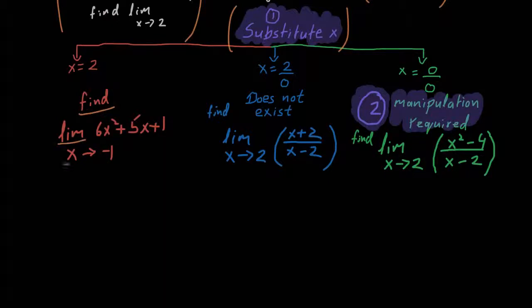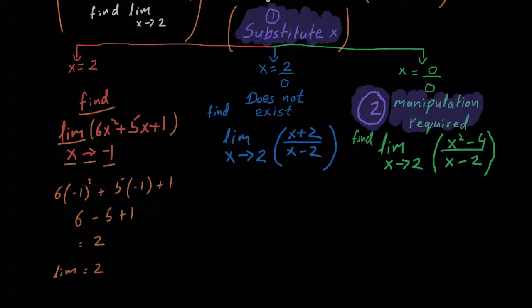Find limit as x approaches -1 of this equation. According to the rule we have established, we'll simply substitute -1 into the equation. So 6(-1) squared plus 5(-1) plus 1. 6 - 5 + 1, and the answer is 2. This is the first scenario where we will say that the limit is 2 as the answer is a numerical value.